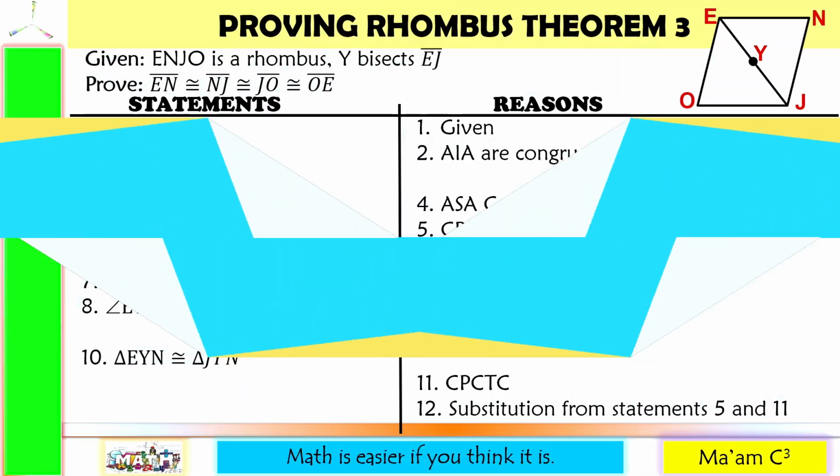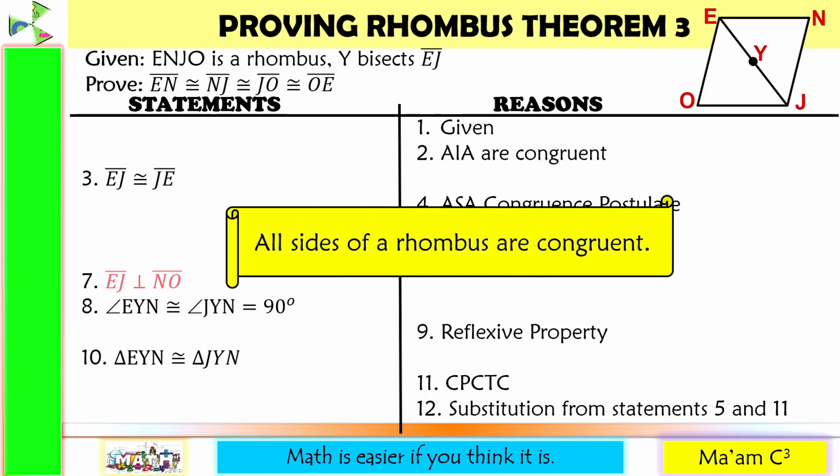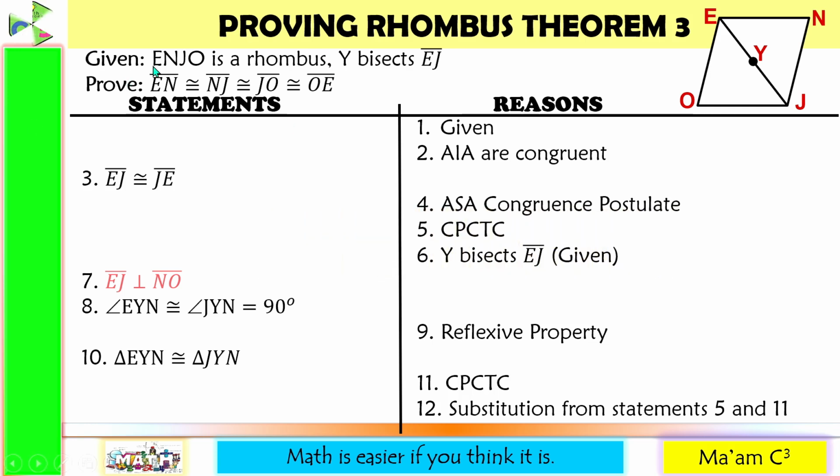Next theorem for rhombus, we have rhombus theorem 3. All sides of a rhombus are congruent. So we have here ENJO is a rhombus, and Y bisects line segment EJ. We are asked to prove that EN is congruent with NJ, congruent with JO, and congruent with OE. So we have many missing statements here.